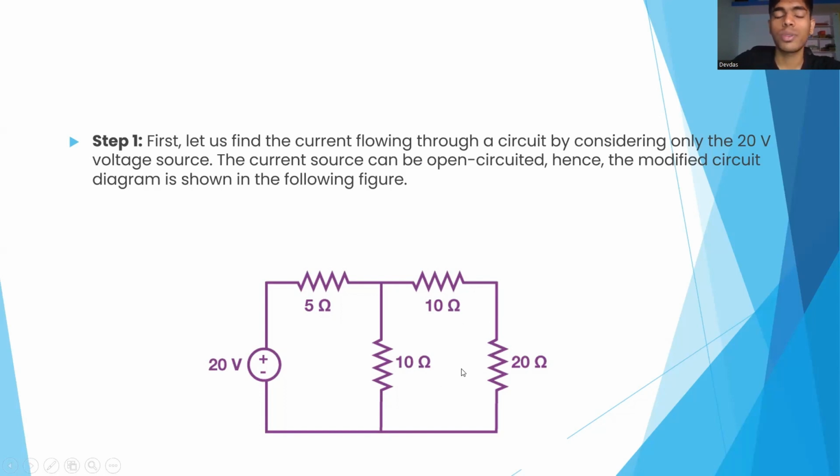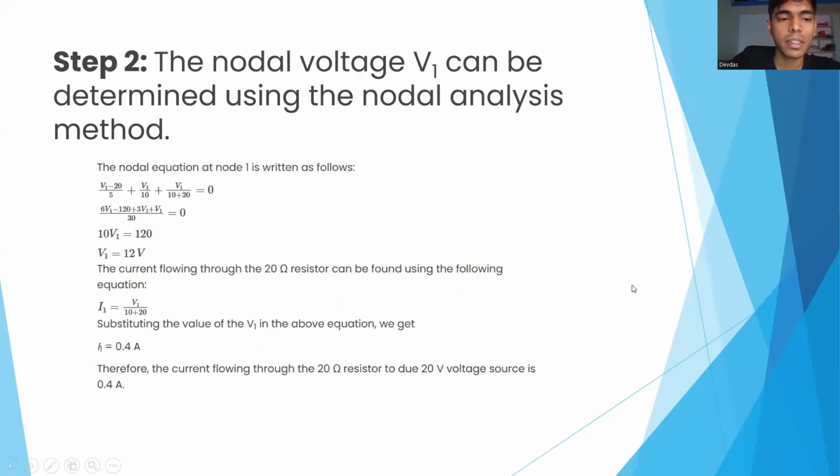Then the current flowing through the 20 ohm resistor is I2. So after calculating, you can see the steps over here. We have used the nodal equation, which is the KCL, Kirchhoff's current law. Using this, we got I1 as 0.4 ampere.